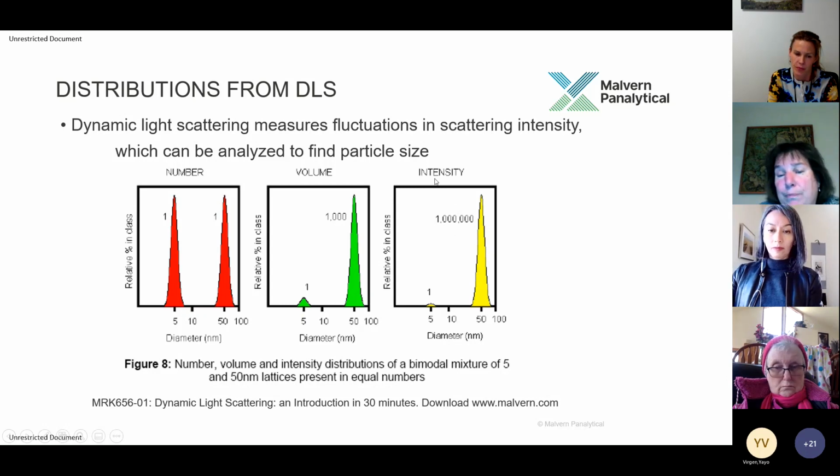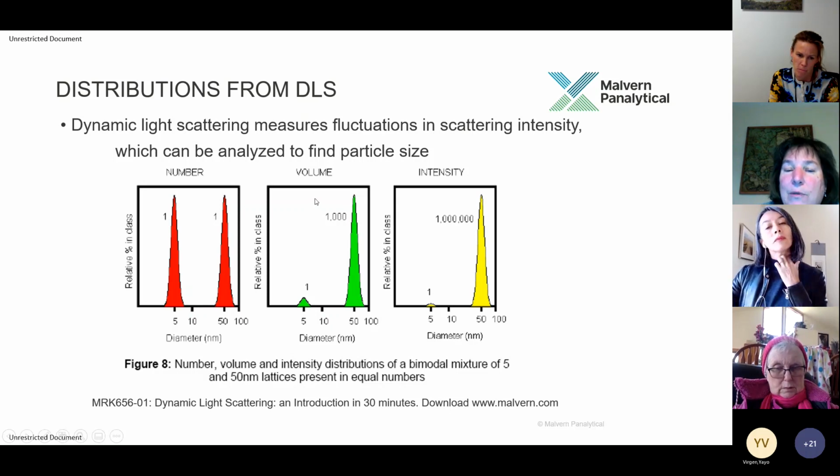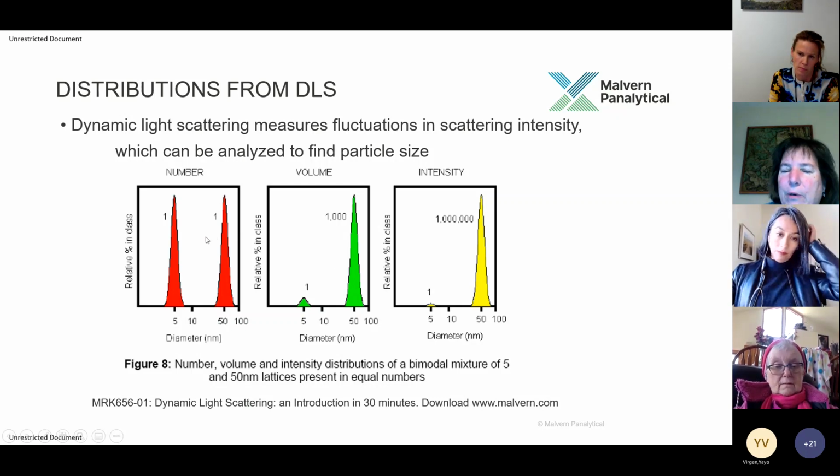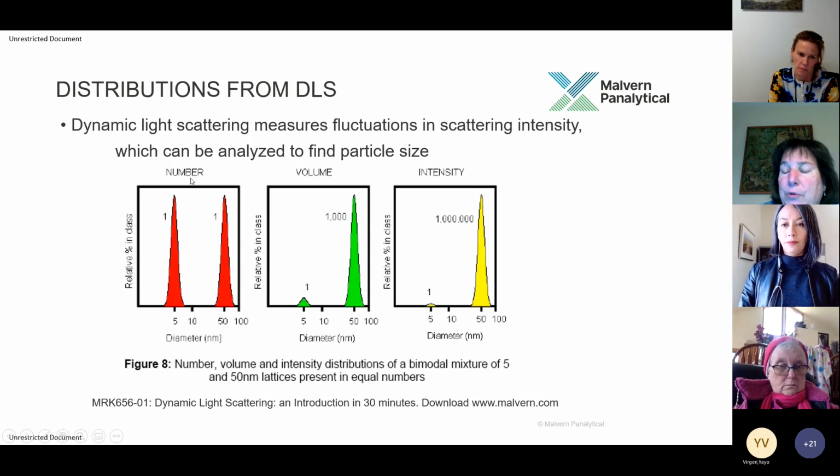Now, I'm sure you know, you can calculate from an intensity distribution to a volume distribution. This transformation is not bad. We do need to know the refractive index of the particles in order to ensure that this transformation is good. But as a rule, if there's a little bit of noise in this transformation, then we're multiplying our errors when we go to a number distribution. So as a rule, we typically recommend that you do not use a number distribution.